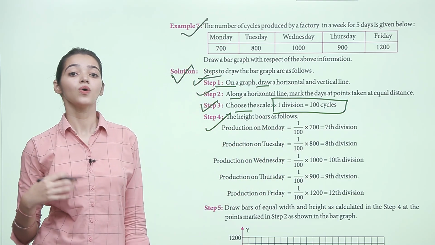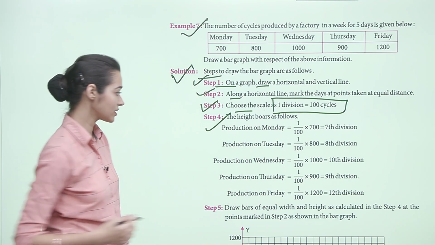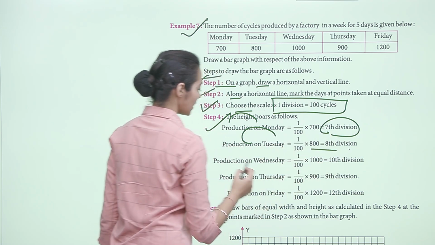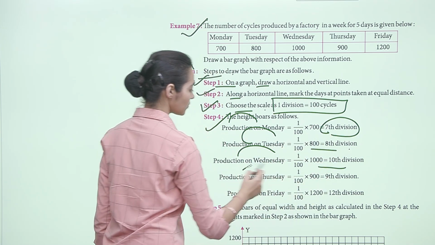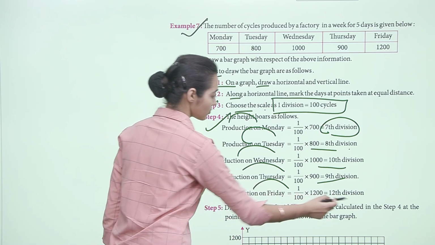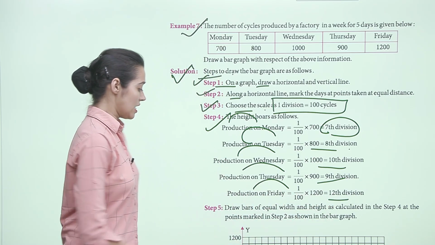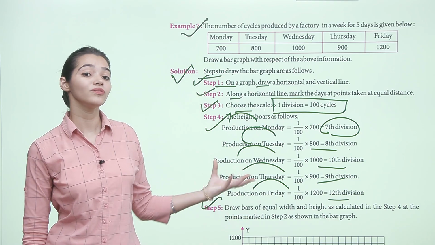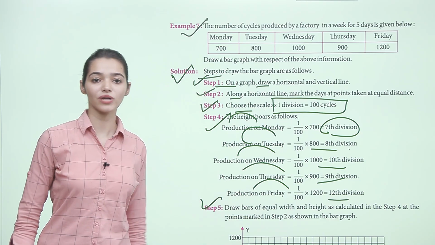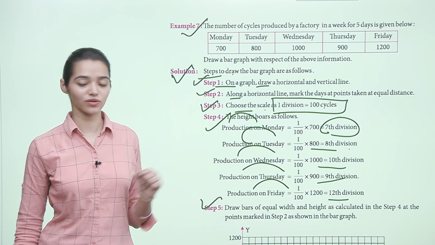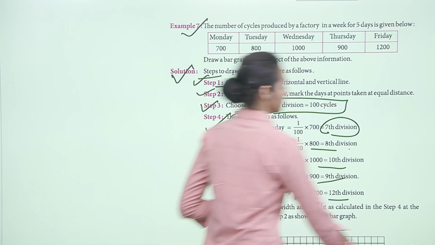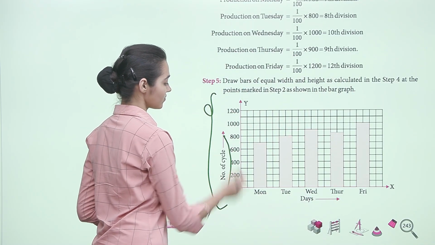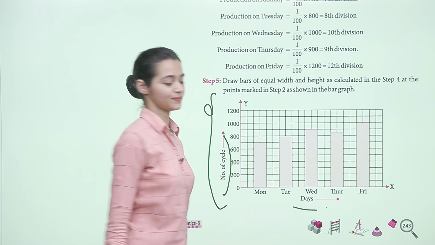In step 4 the heights are as follows: production on Monday 7 divisions, production on Tuesday 8, production on Wednesday 10, production on Thursday 9, production on Friday 12 divisions. Now in step 5 we will draw bars of equal width and height as calculated in step 4 at the points marked in step 2, as shown in our bar graph. Here is our bar graph, here is our number of cycles, and here are our days.